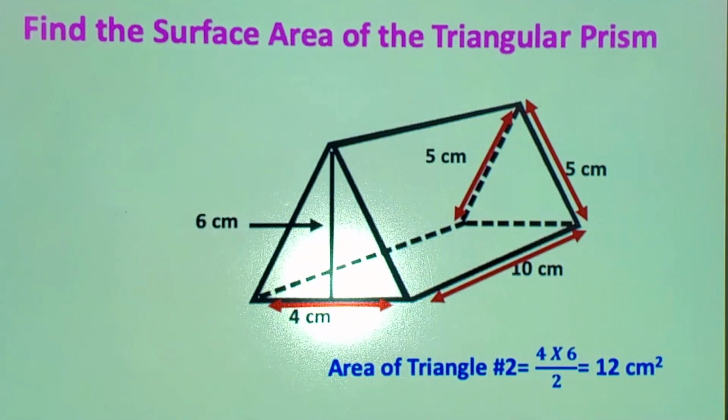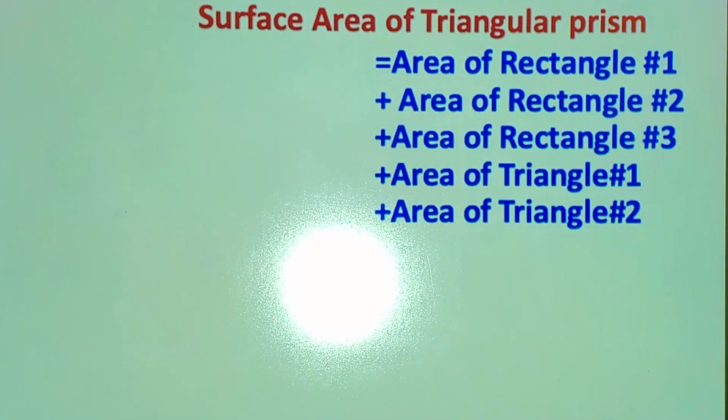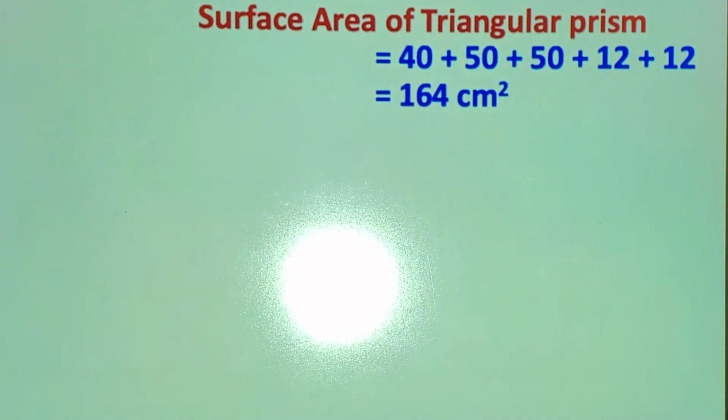Now, we'll find the surface area. How do we find the surface area? Add the areas of rectangles 1, 2, 3 and triangles 1 and 2, all 5 surfaces. So, the surface area of the triangular prism: write the values and add them. So, 40, 50, 50, 12, 12. You see the first 3 are the rectangles and the remaining 2 are the triangles. Add them, 164 centimeters square.